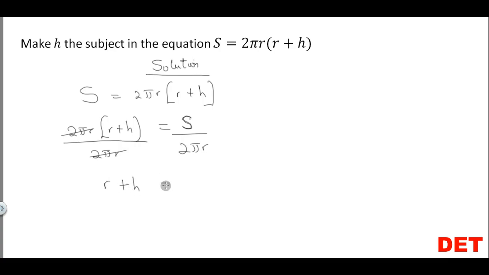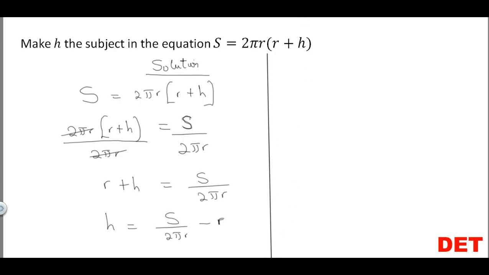So my r + H will be equal to S over 2πr. The next thing I'm going to do is to take this r to the other side of the equation. So this will be H = S over 2πr. When this r crosses to the other side of the equation, it will become minus r. So what I now have is H = S over 2πr minus r.